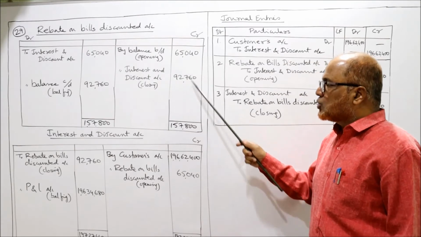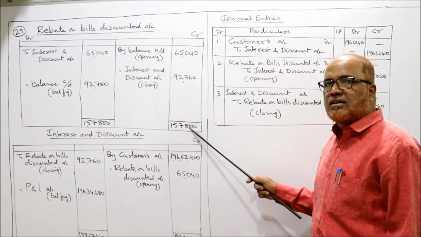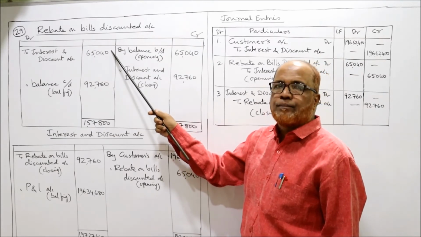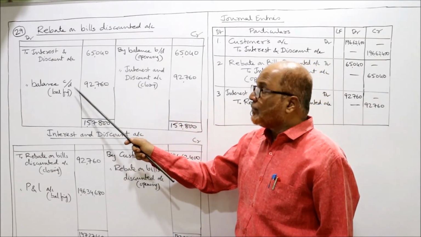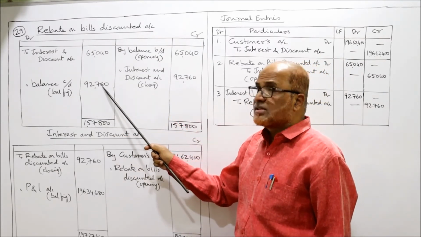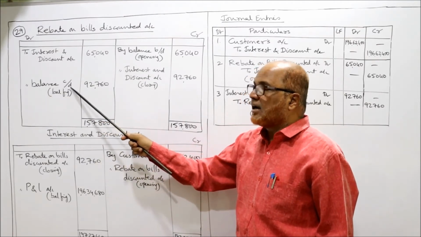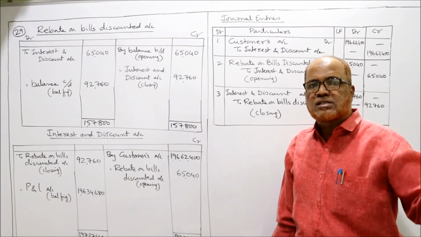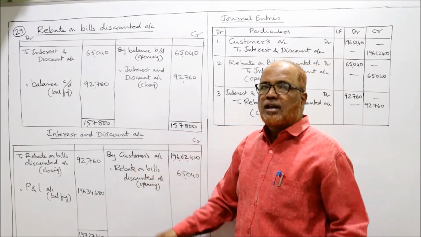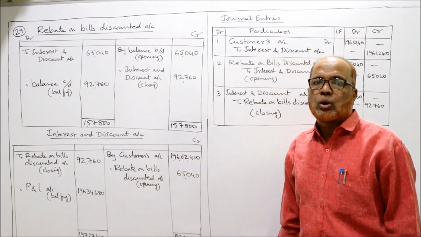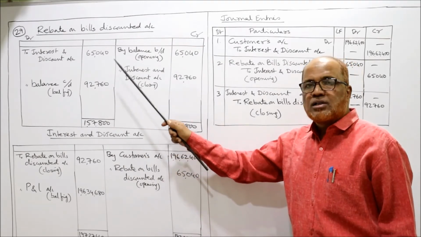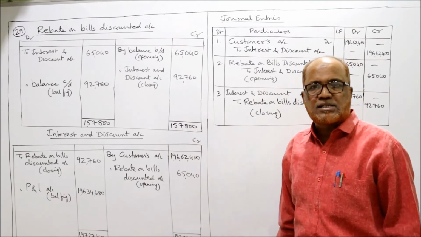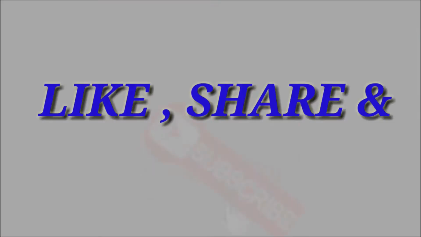Credit side, we will take the total. It is coming 1,57,800. 1,57,800 minus 65,040. The balancing figure is 92,760. To balance carried down. This is the closing rebate. This will be transferred to the next year. Here it is carried on. Next year it will become brought down. So these are the two ledger accounts: rebate on bills discounted account and interest and discount account.